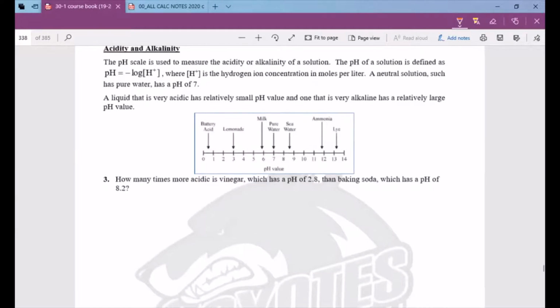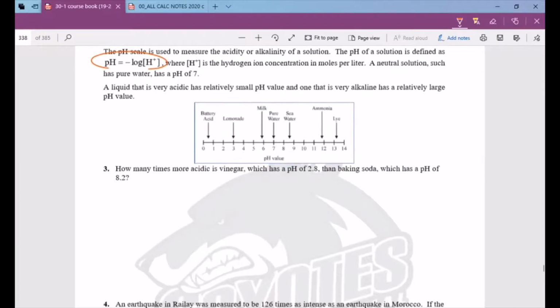So here's our formula. It tells us that pH is equal to negative log of H plus, and H plus is just your variable for hydrogen ion concentration, moles per liter. All right, so in question 3, it says how many times more acidic is vinegar, which has a pH of 2.8, than baking soda, and baking soda is an 8.2. So here's your vinegar at 2.8 on this scale. Here's baking soda, which is an 8.2.